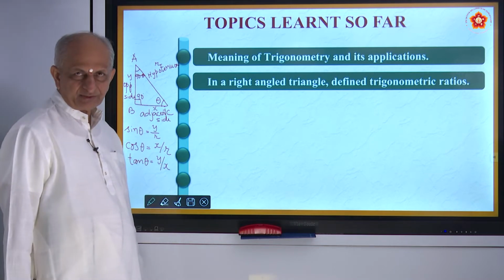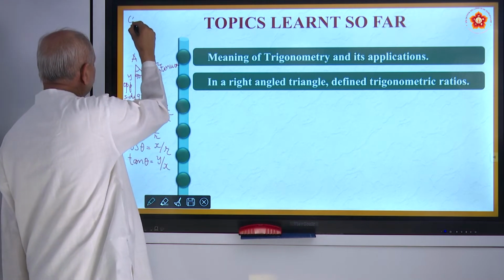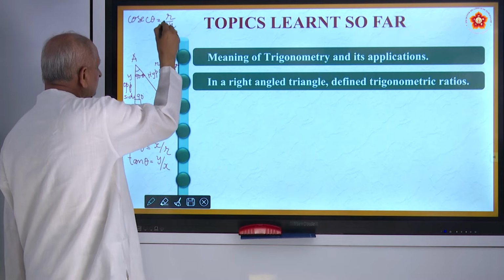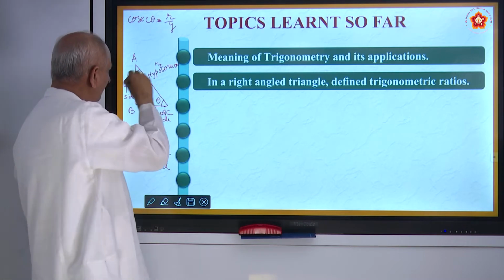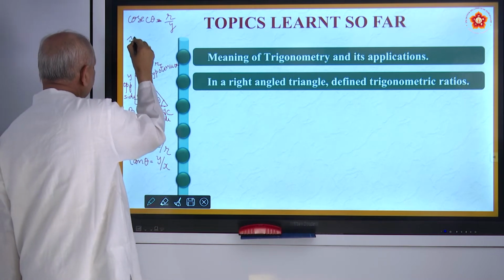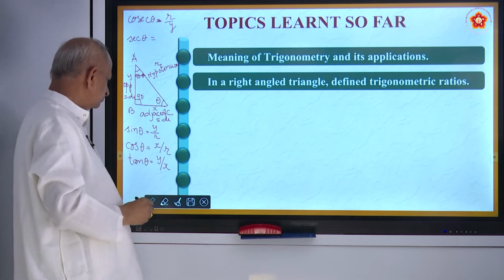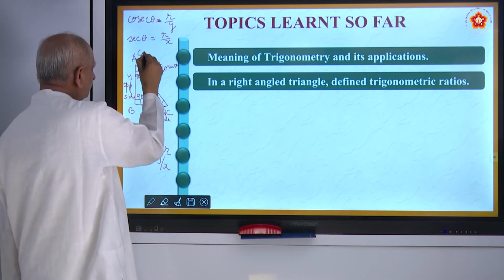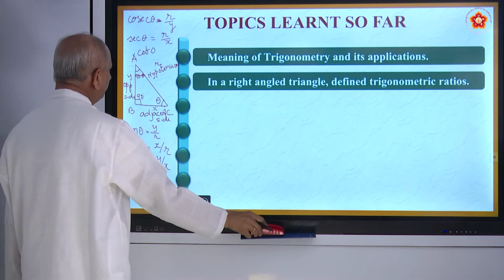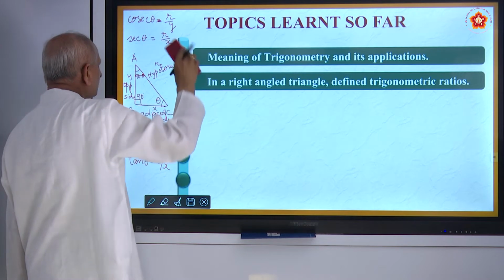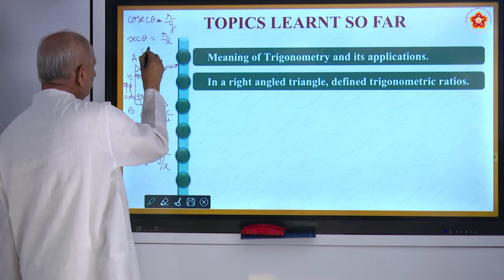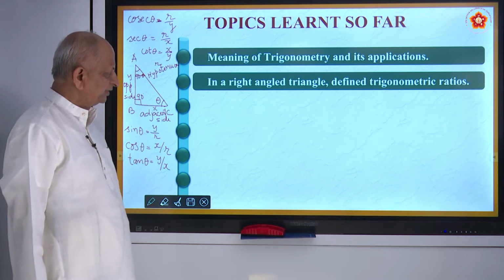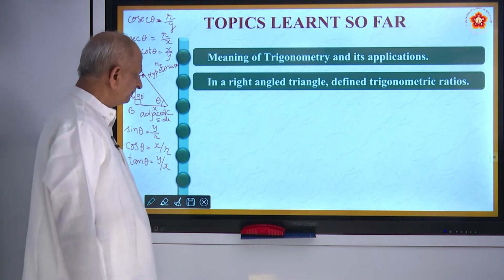And other three ratios are reciprocals of these. For example, you have cosec theta. Cosec theta is reciprocal of sin theta. That is r by y. What is r? Hypotenuse by opposite side. And what is secant theta? That is reciprocal of cos theta, r by x. Lastly, what is cot theta? Cot theta is reciprocal of tan theta. So that will be equal to adjacent side by opposite side. So these are the six ratios which you find in trigonometry.